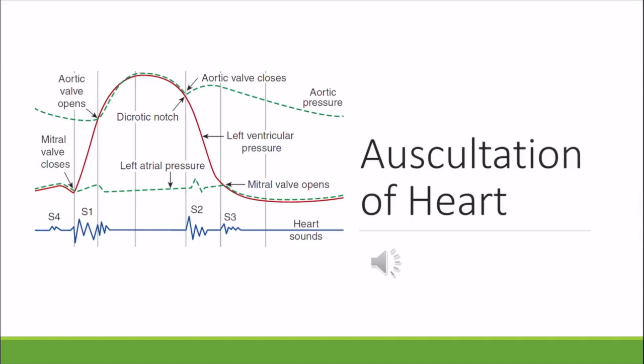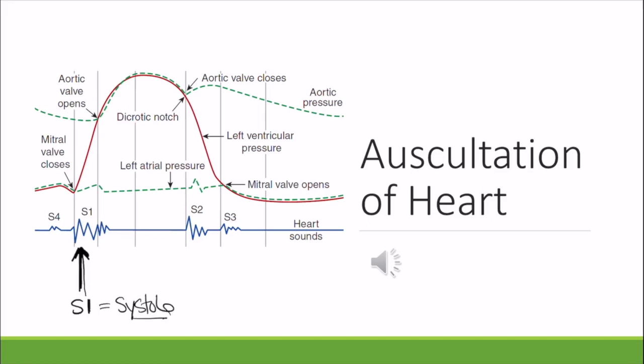I've just mentioned this in the previous slide, but let's go through what we are actually hearing. When you listen to the heart, you hear a clear lub-dub, lub-dub, lub-dub. The lub of the lub-dub represents S1. S1 is your first heart sound. S1 represents the start of systole.